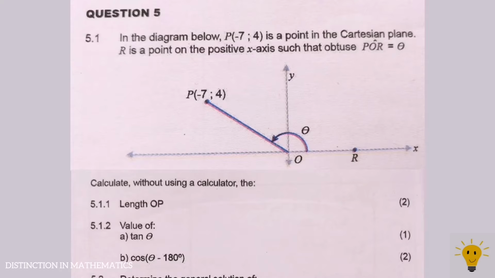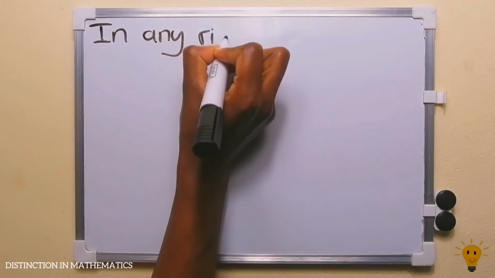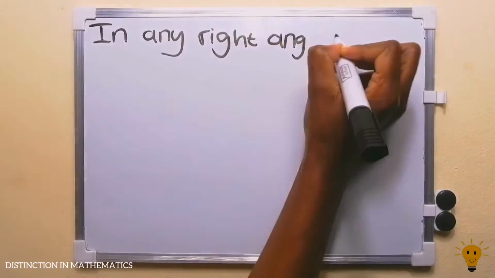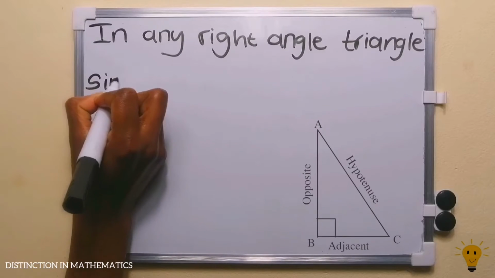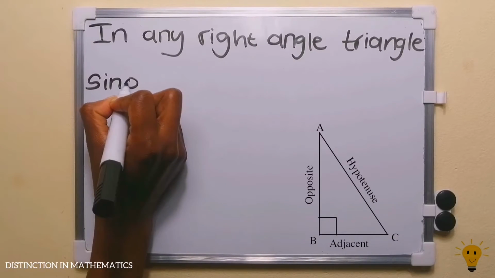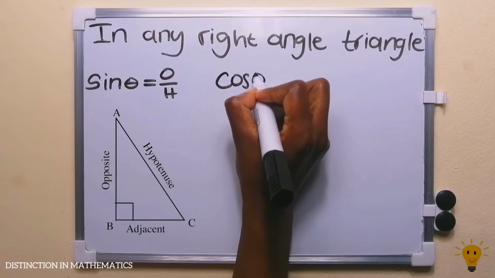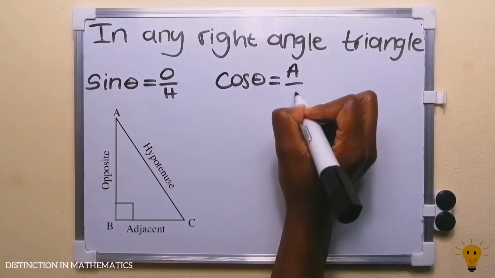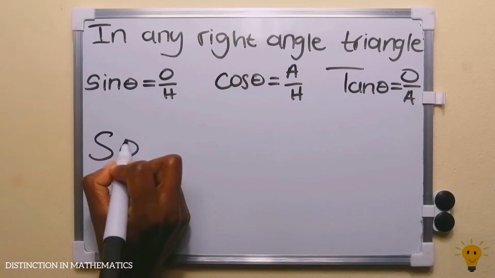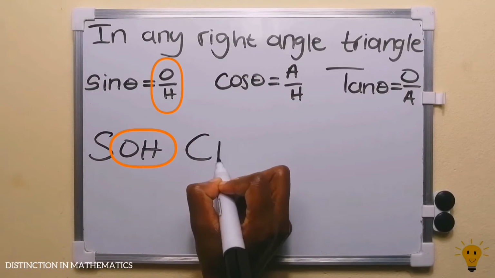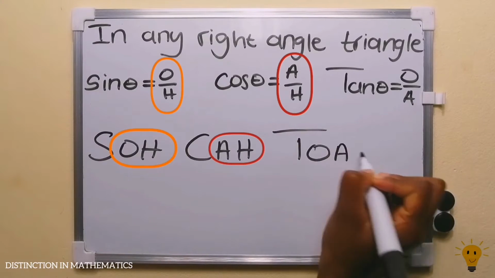So before we go to question 5, I want us to understand this part right here, which will make it easy for us to answer the question with understanding. In any right angle triangle, and your right angle triangle will have one angle which is 90 degrees, it will look something like that. So your sine theta would be opposite over hypotenuse, cos theta would be adjacent over hypotenuse, and your tan theta would be opposite over adjacent. And you can write SOHCAHTOA at the back of your question paper, and you will get back to it when you answer the question, just to remind yourself.